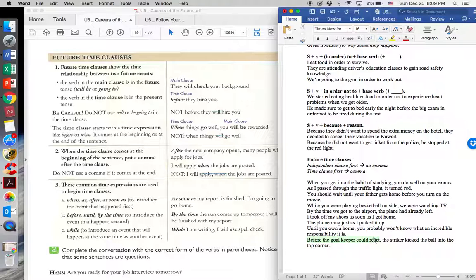Before the goalkeeper could react, the striker kicked the ball into the top corner. Again, before is our time reference word, and so before the goalkeeper could react is now our time clause. We need a comma and then put the independent clause second.